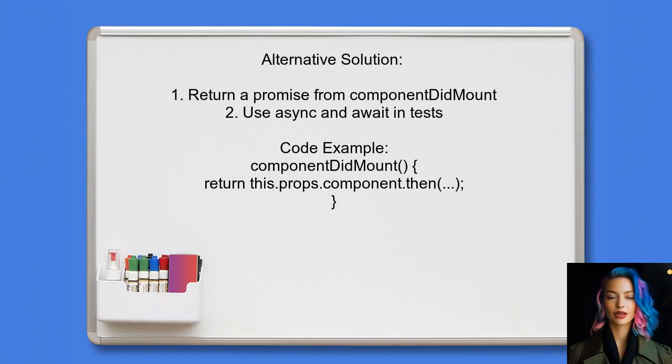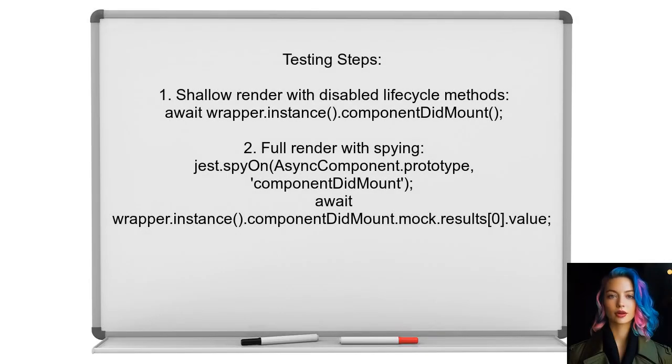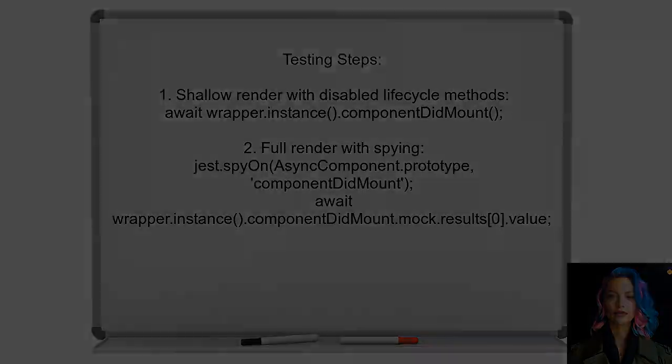An alternative approach suggests that breaking a promise chain is an anti-pattern. It's recommended to return a promise from functions that use promises to avoid race conditions. This applies to lifecycle methods like componentDidMount. By using async and await, you can ensure that your asynchronous Jest tests chain all promises correctly. In Enzyme, you can shallow render the component with lifecycle methods disabled and manually call componentDidMount. This allows you to await its completion before making assertions. Alternatively, you can spy on componentDidMount during full rendering and await the promise it returns.